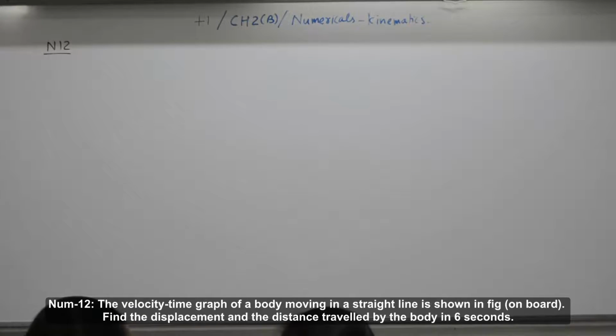Numerical number 12. Question is: the velocity time graph of a body moving in a straight line, underline straight line, is shown in the figure. Find the displacement and distance traveled by the body in 6 seconds.